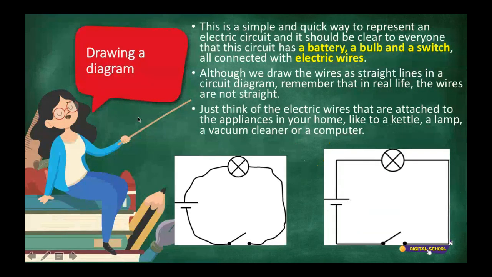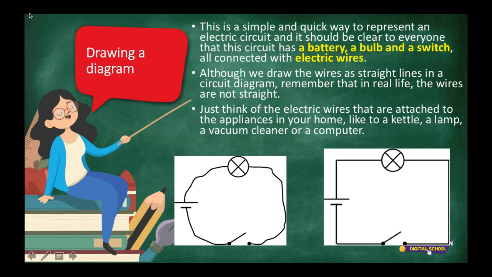All right, drawing a diagram. Now, this is a simple and quick way to represent an electric circuit, and it should be clear to everyone that this circuit has a battery, a bulb, and a switch. All right, so if you look at those drawings over there, that's basically what it is. It's got a battery, a bulb, and an open switch. And it's all connected with electric wires. So the lines that you see that make up a rectangle, those are the wires.